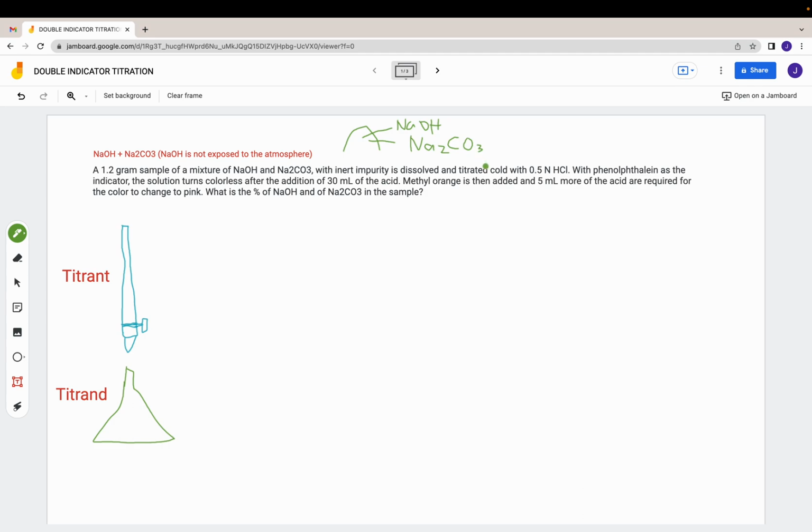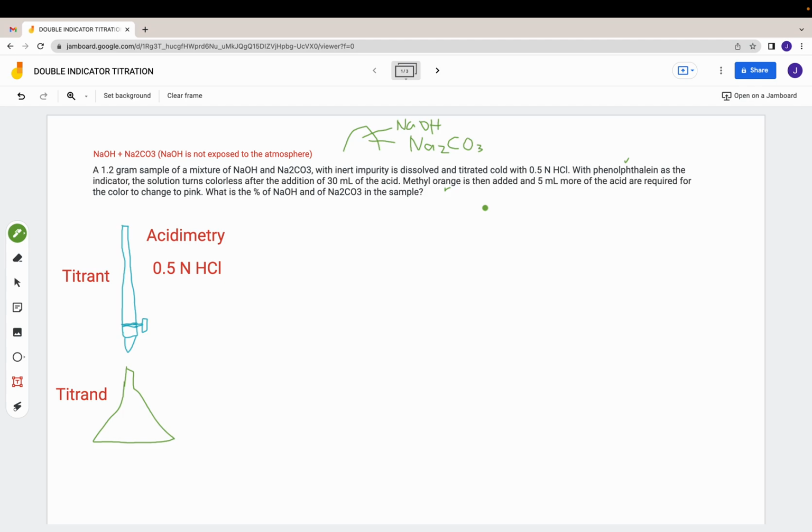Now this is the premise. You are titrating that sample with 0.5 normality HCl. So this is acidimetry. You call this acidimetry since your titrant is an acid. Now you have 2 indicators here. The first one is phenolphthalein and the second one is methyl orange.